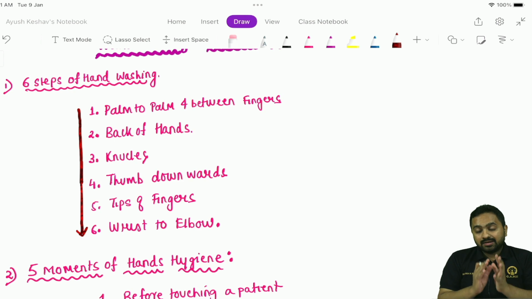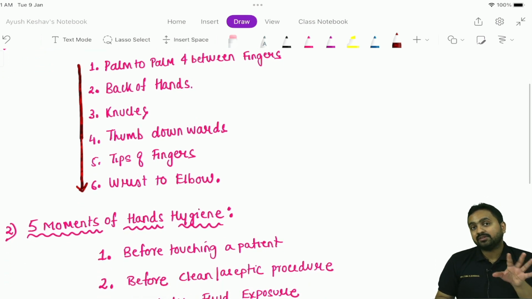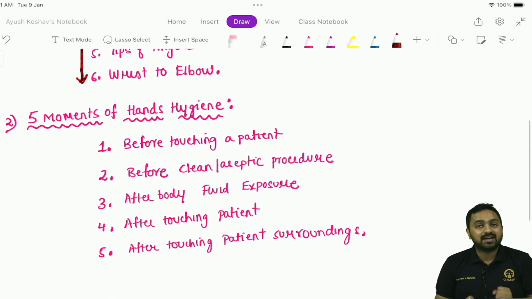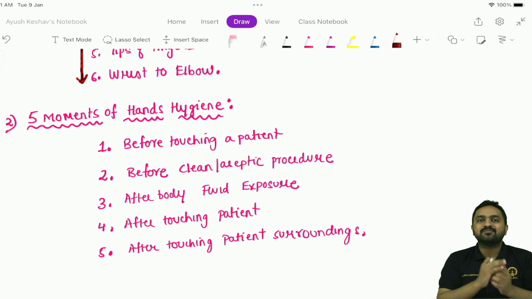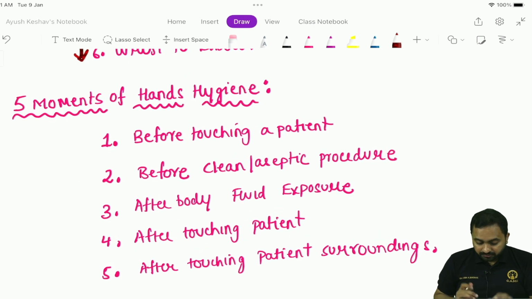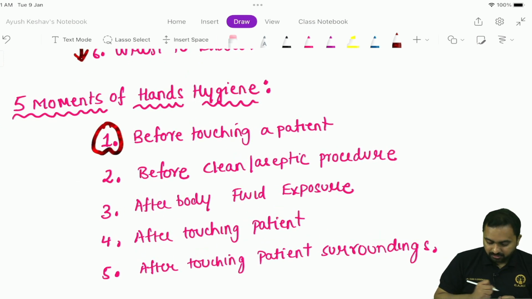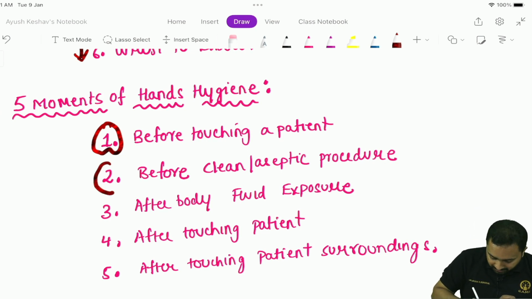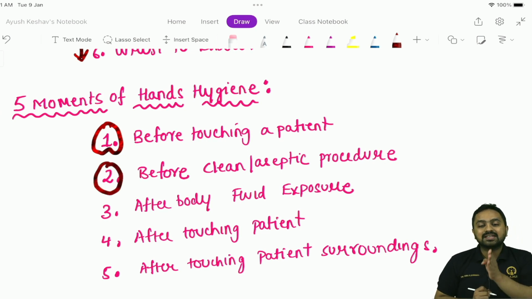Right. Now the next important chart which I showed you in the video at the wash basin area of an operation theatre was the 5 moments of hand hygiene. What are these 5 moments of hand hygiene? The first is before touching a patient. The second is before a clean and aseptic procedure.